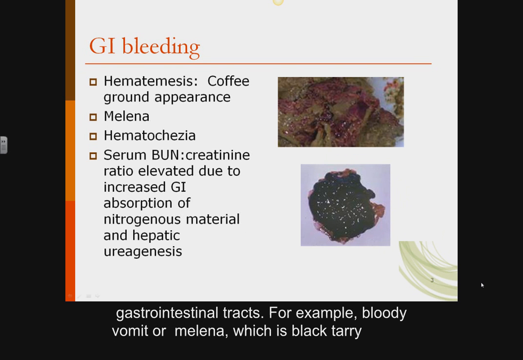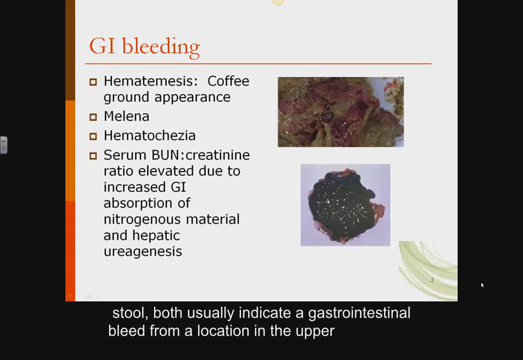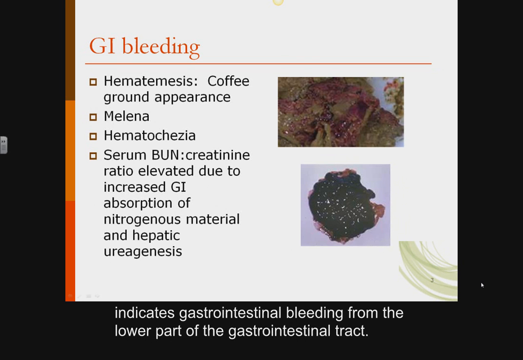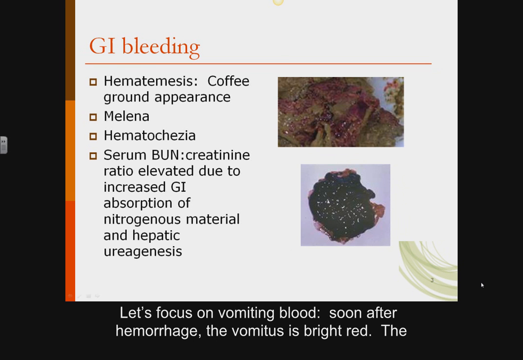For example, bloody vomit or melena, which is black tarry stool, both usually indicate a gastrointestinal bleed from a location in the upper gastrointestinal tract. In contrast, hematochezia, which is bright red blood in the stool, usually indicates gastrointestinal bleeding from the lower part of the gastrointestinal tract. Let's focus on vomiting blood.